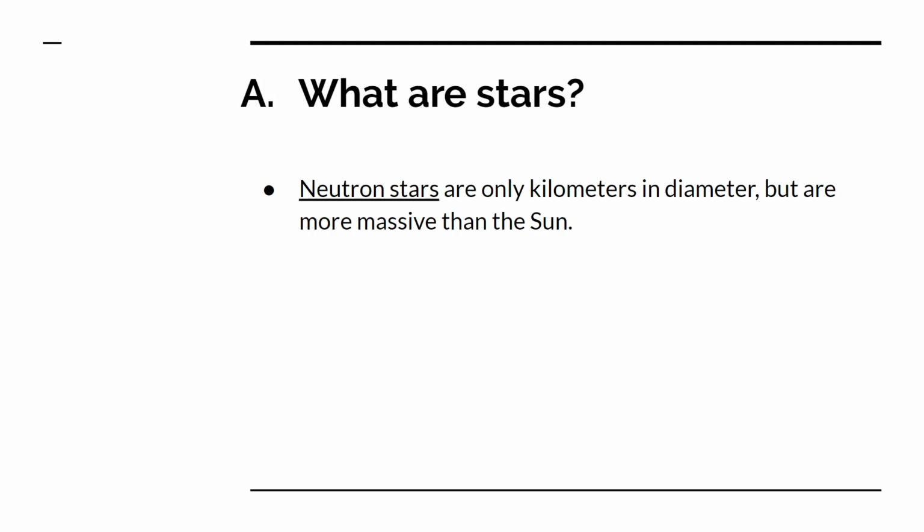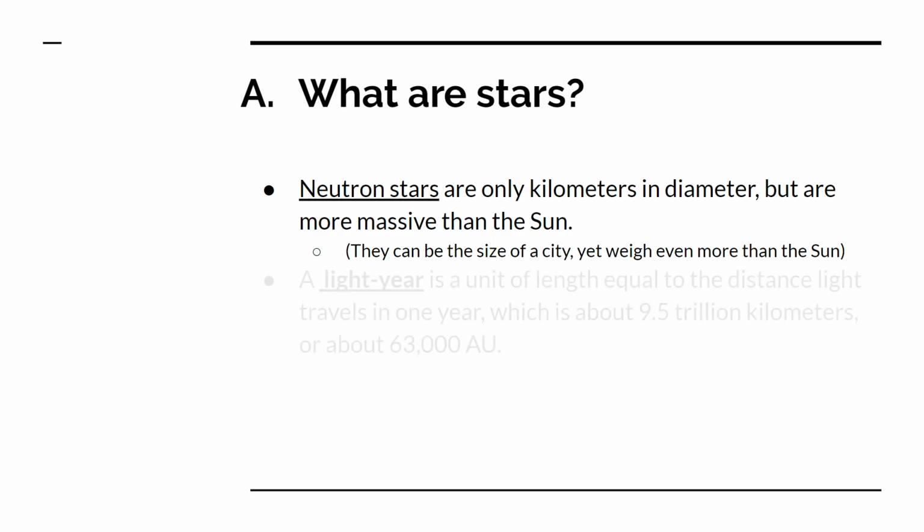We have other strange things called neutron stars that are only kilometers in diameter, but are more massive than the sun, which means, imagine like something the size of Riverside or the size of LA or something, but it weighs more than the sun. That's how big neutron stars are. They are as small as a city, but they weigh more than the sun.